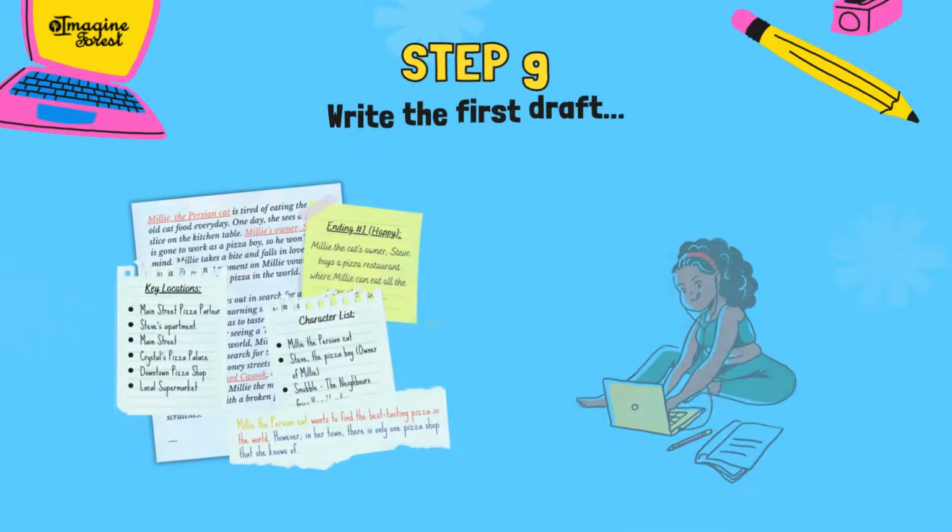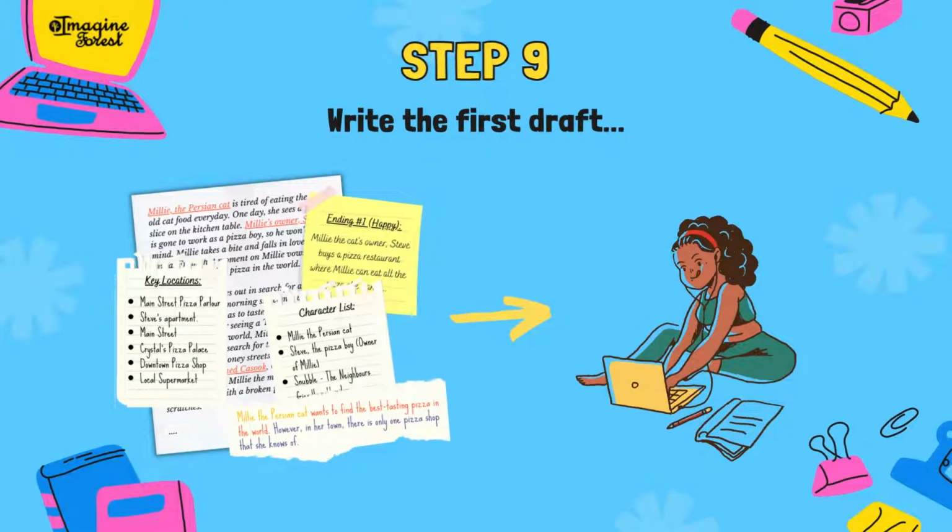Step 9. Write the first draft. Using your book outline and other planning materials from previous steps, write down the first draft of your story. It's perfectly fine to have spelling mistakes, grammar issues and structural issues with your story at this point. The purpose of a draft is to write your story in full for the first time, and to get your ideas down on paper in detail.